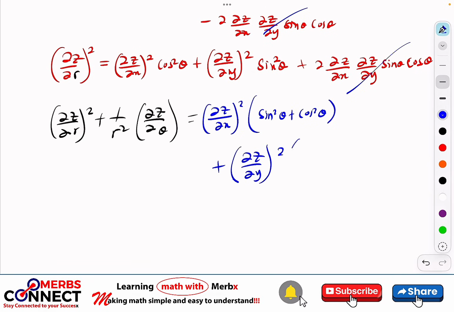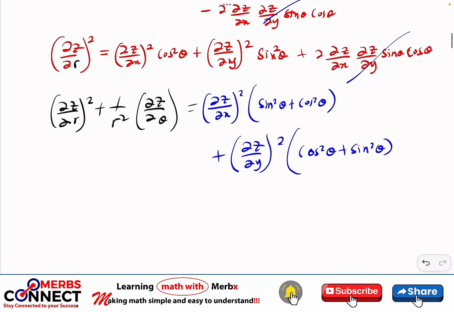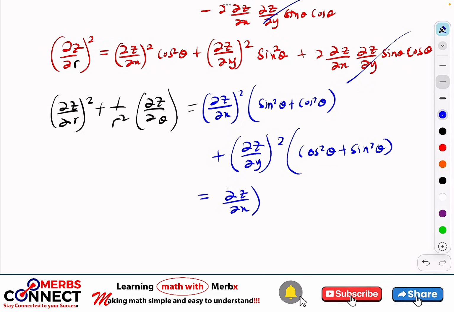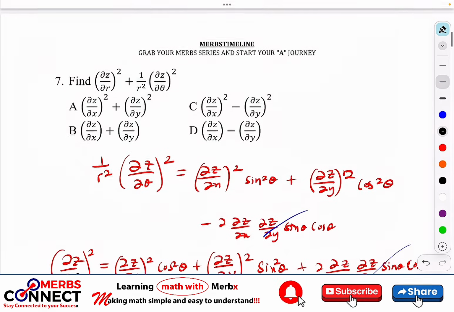Great. So now this is going to be cos squared theta plus sine squared theta left. But remember the trig identity. When I add this, I'm going to get 1. This is also going to give me 1. So this is going to be partial of z with respect to x, all squared, plus partial of z with respect to y, all squared. That's the reason why I love advanced so much. It's nice, right? It's nice when you understand it. That's the idea.